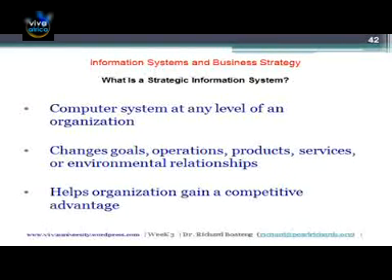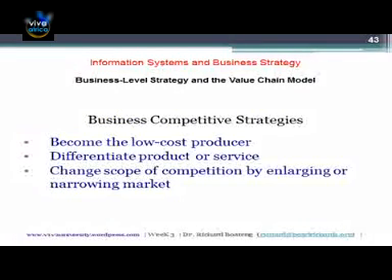Now, the manner in which a firm adopts, manages, and deploys the information systems can enable the firm gain a competitive advantage. So, by use of information system, the firm can deliver different competitive strategies. One can be a low-cost producer, differentiate its products or service, or change the scope of competition by enlarging or narrowing the market. How can this thing be done?